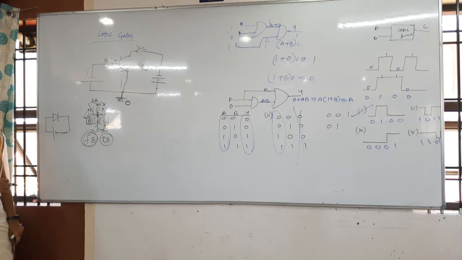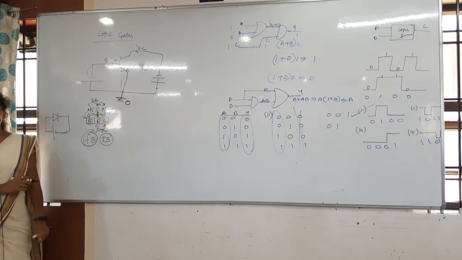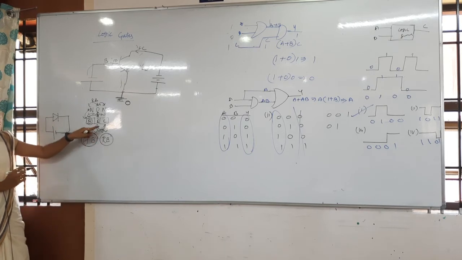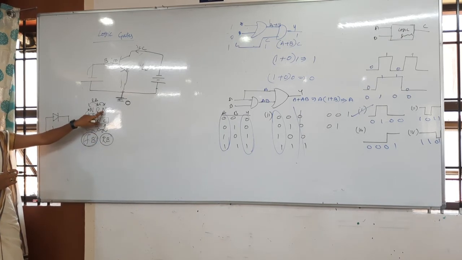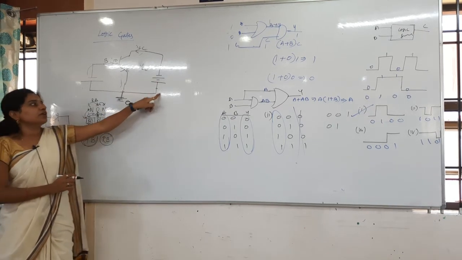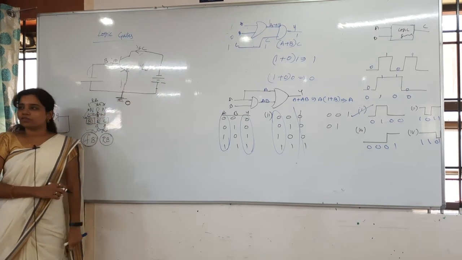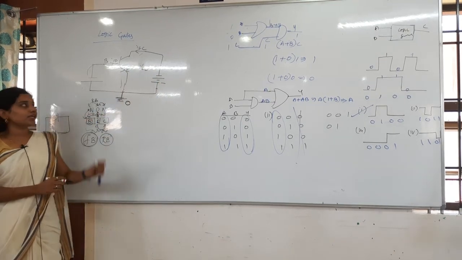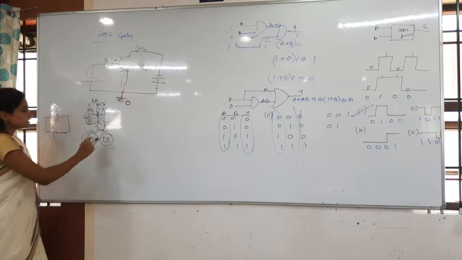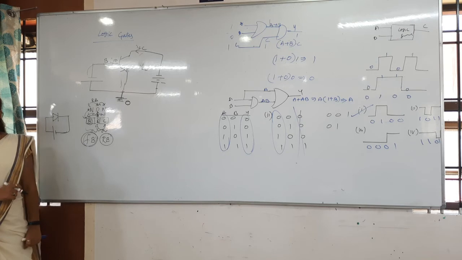Clear? Next one, emitter collector junction should be in which biasing? I said reverse biasing. Reverse biasing is nothing but the collector at lower potential and the emitter at higher potential. So now I can say that the base emitter junction is in forward biasing and the collector emitter junction is in reverse biasing.